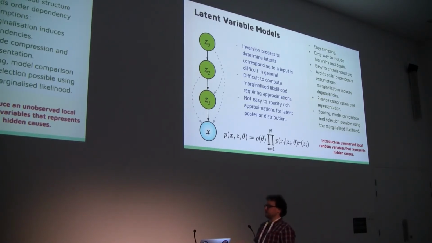A problem with this type of model is that learning will require computing the distribution of these latent variables conditioned on this variable x. And this is in general a very hard and very slow procedure. That's the focus of this talk: methods to approximate and deal with this problem.